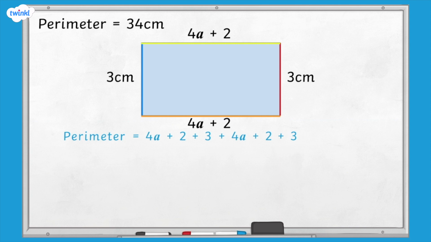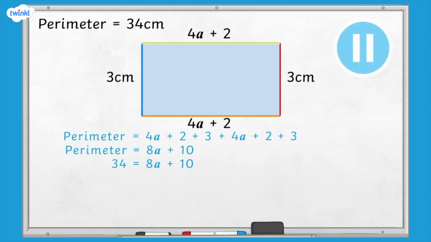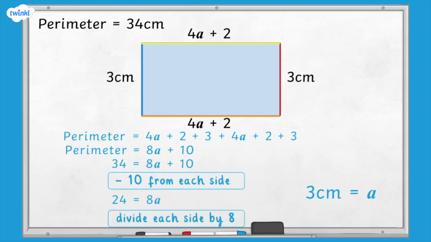Remember, when we simplify an equation, we are writing it in its simplest form. We can simplify this by grouping together the a's and the numbers. Then it becomes perimeter equals 8a plus 10. We know that the perimeter is 34 centimetres, so we can substitute this into the equation. 34 equals 8a plus 10. Pause here and solve the equation to find the value of a. Here's how you should have worked out that the value of a is 3 centimetres.